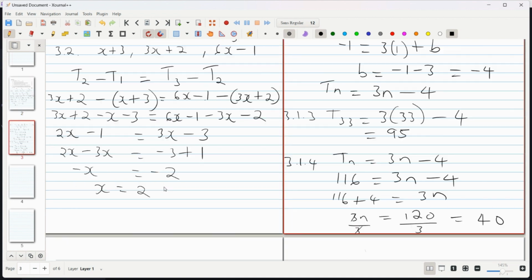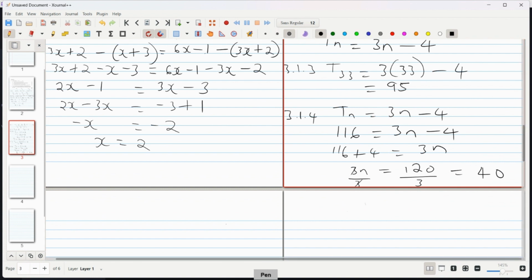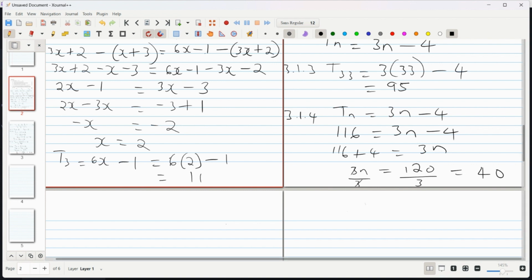So you have found your value for x. The next step is to find the numerical value of the third term. The third term is 6x minus 1. So T3 is 6x minus 1, and you already know your value for x, which is 2. So it will be 6 times 2 minus 1, which is 12 minus 1, which is 11. So your term 3 will equal 11.